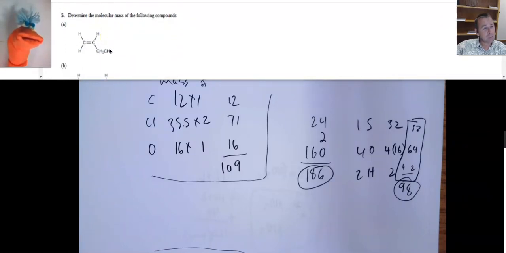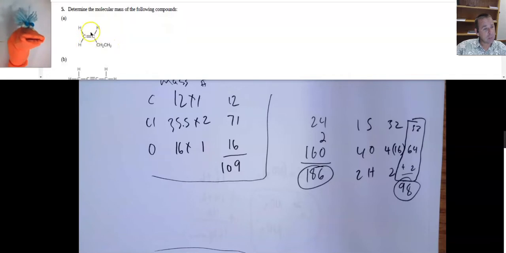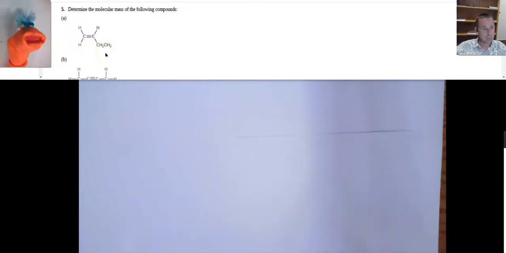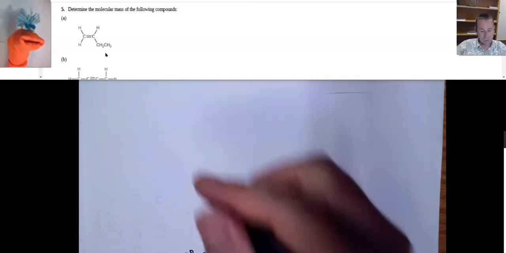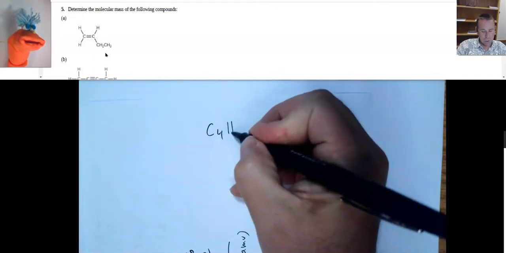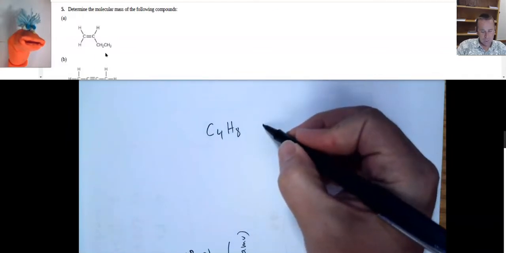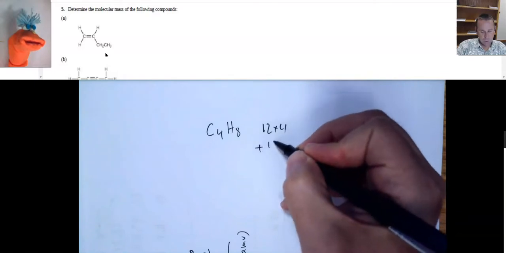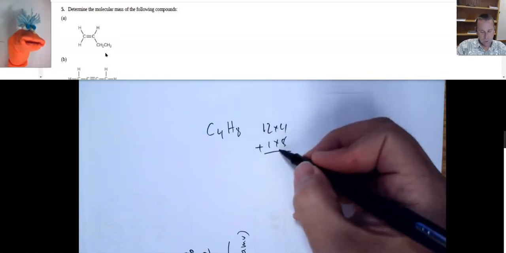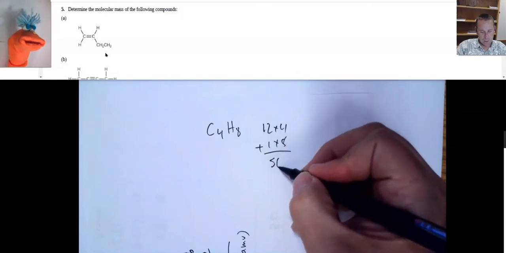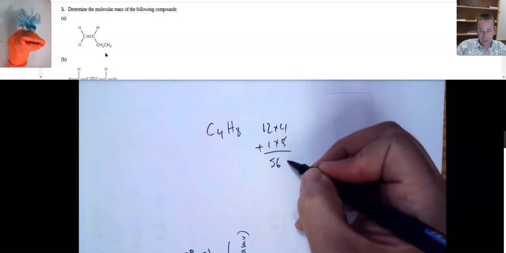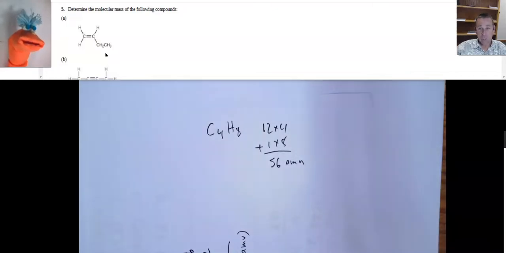Okay, determine the molar mass of the following compounds. How many carbons are on that system? Is that 4? That's right, 4 carbons. How many hydrogens? 8? Very good. 3, 4, 5, 6, 7, 8. So C4H8, and that's 12 times 4 plus 1 times 8. So 48 plus 8, 56. And that's how many atomic mass units there are. It's also what we call how many grams there are per mole of that material, right?